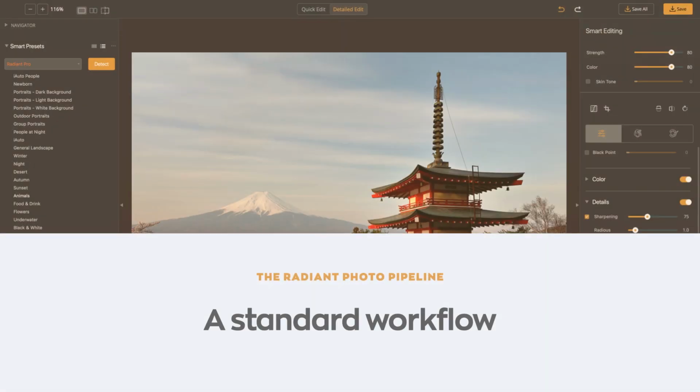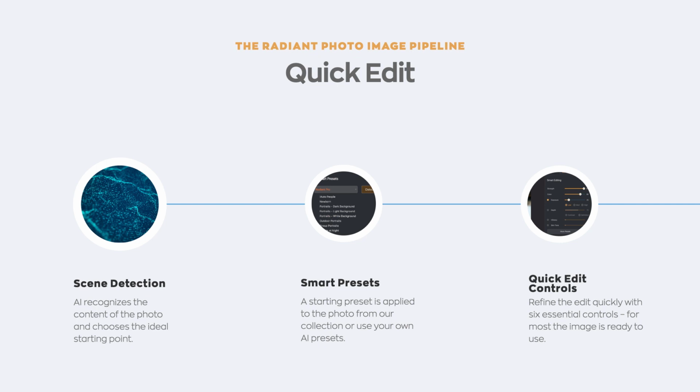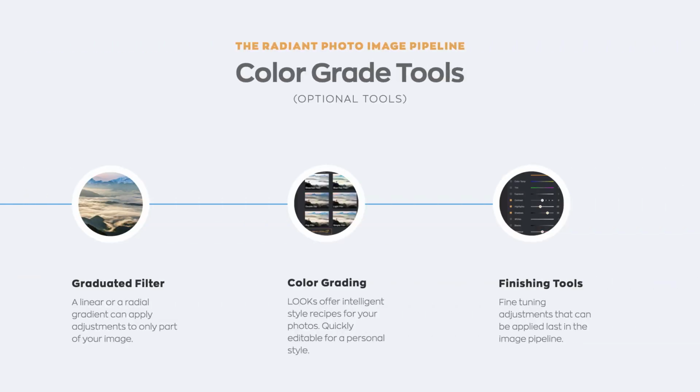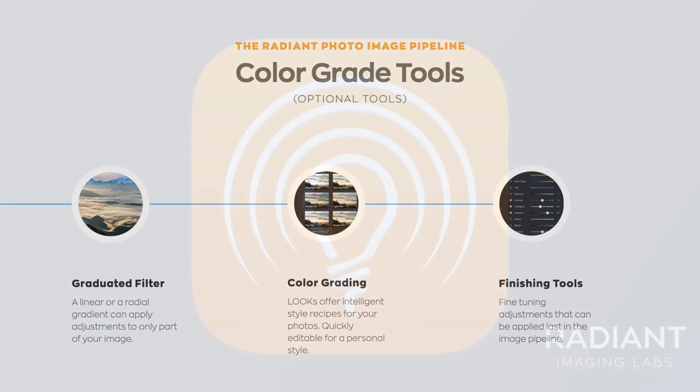So I hope you guys like those new improvements. Remember, with our standard workflow, we apply scene detection, choose from a smart preset list, and then give you those quick edit controls. Then in the detailed edit tab, you can do tone, color, details, and portrait. And in our color grading tools, you've got a graduated filter to really fine tune things, the color grading section with the looks themselves, and finishing tools to do the final polish.